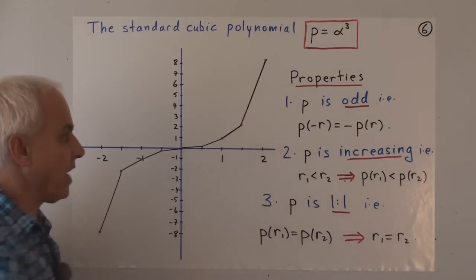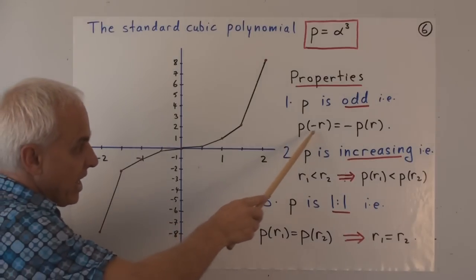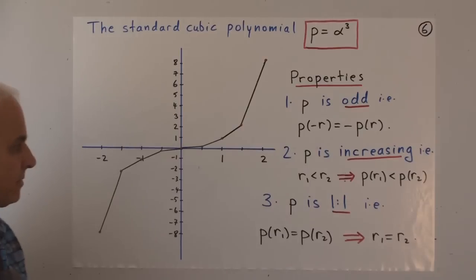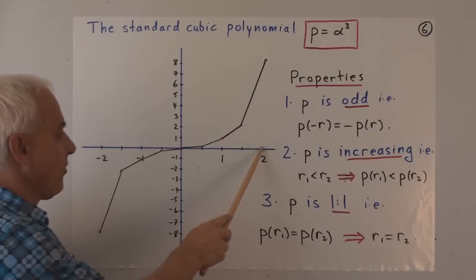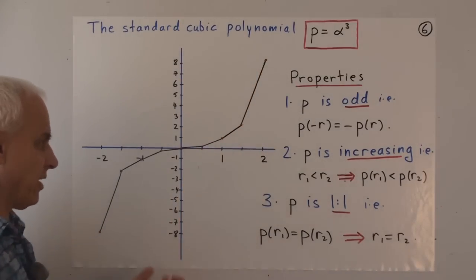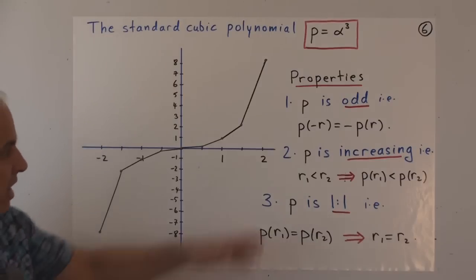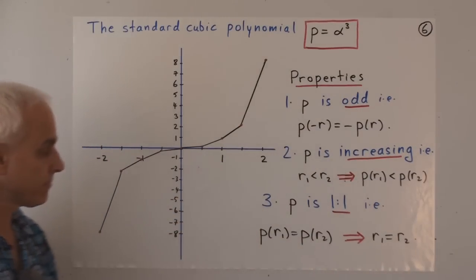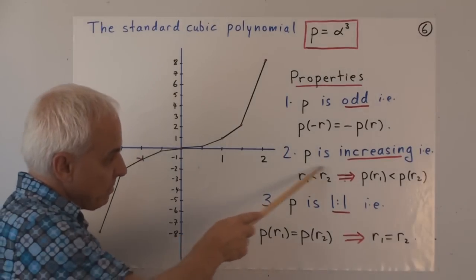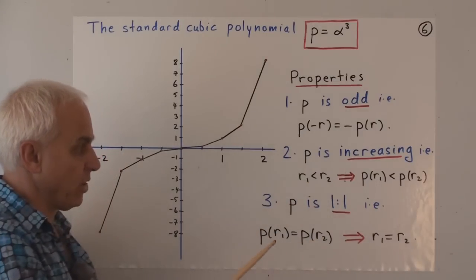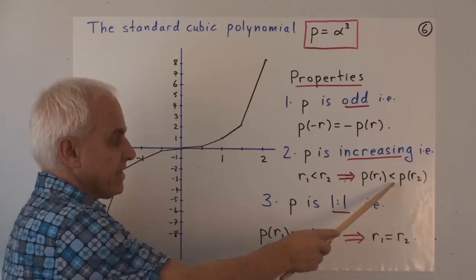First of all, it's an odd function, meaning that if you evaluate it at minus r, you get minus what you get at p of r. So the value at minus 2, for example, which is minus 8, is related to the value at 2 by being negatives. 8 and minus 8 are negatives. That's obvious because minus r cubed is the same as minus r cubed. The second observation is that p is increasing. If r1 is less than r2, then when you evaluate, p of r1 is less than p of r2.